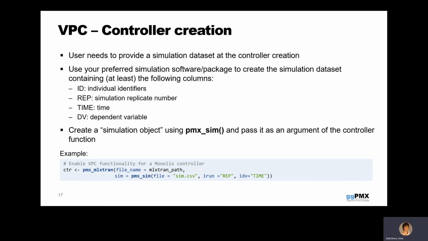Once you have your simulation dataset, you need to use the sim argument of the controller function to create a PMX sim object that will allow displaying the VPC graph. The example here shows the syntax with a Monolix controller, but it's applicable in the same way for NONMEM and nlmixr controllers.